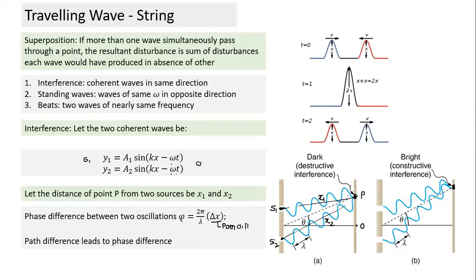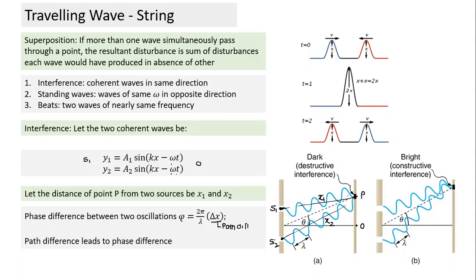So basically, what will happen at point P? It is equivalent to point P having two oscillations. One oscillation of amplitude A1, angular frequency omega. Second oscillation of amplitude A2, angular frequency omega. And between them, there's a phase difference of phi.